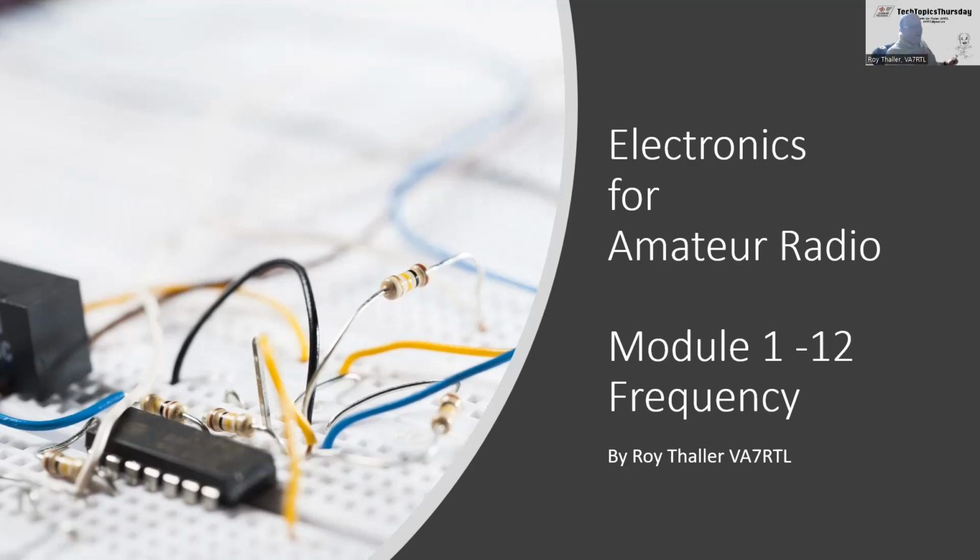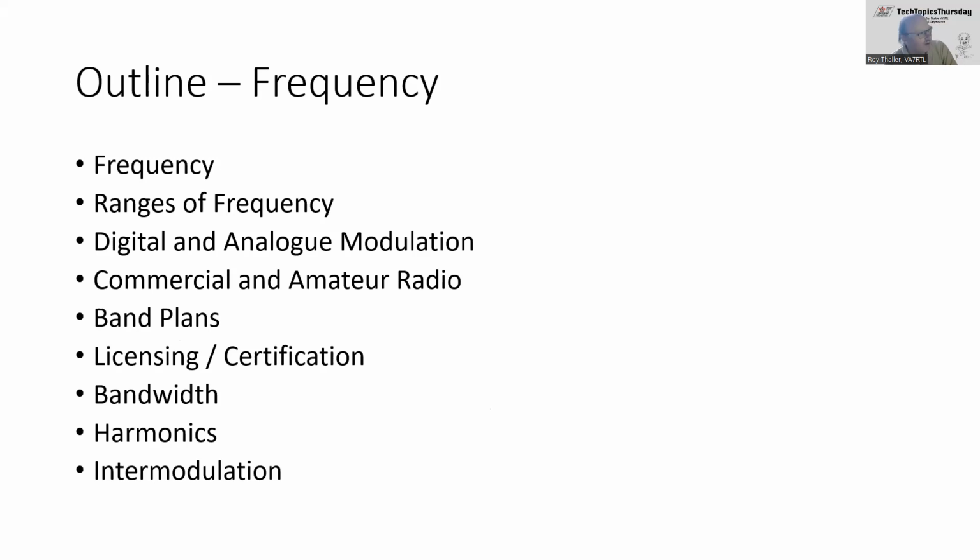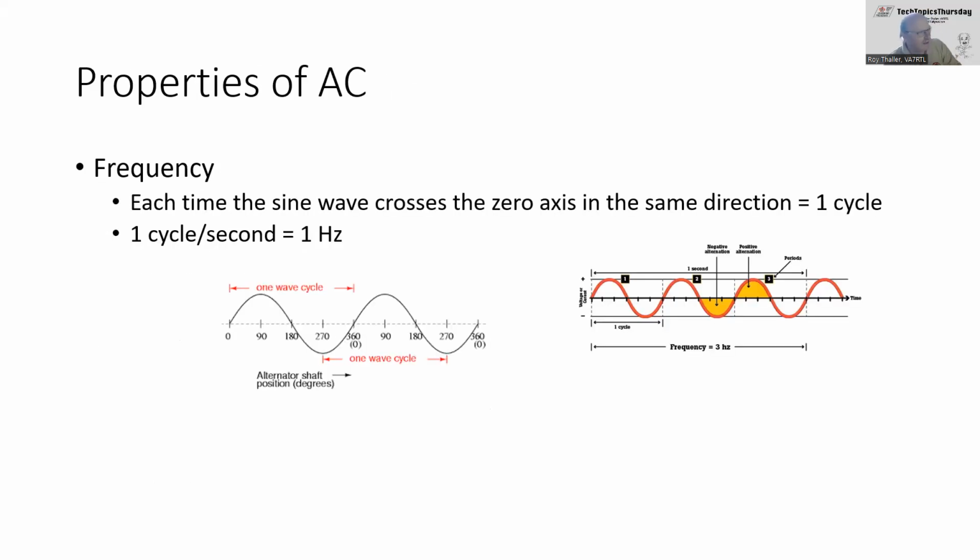Okay, so we're now doing module 112, which is frequency. I put in quite a few things here about frequency. So we're going to talk about frequency, range of frequencies, a little bit about modulation, commercial and amateur radio, band plans, bandwidth, harmonics, intermodulation. So last week we covered the properties of AC.